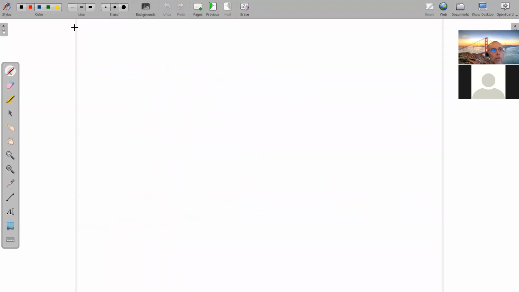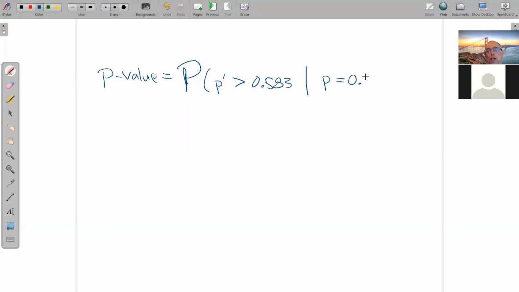So in probability notation, the p-value is the probability, capital P for probability, that your sample proportion is greater than whatever the sample was. In this case, that was the 0.583, given that we were expecting the proportion to be 50%, the null hypothesis.